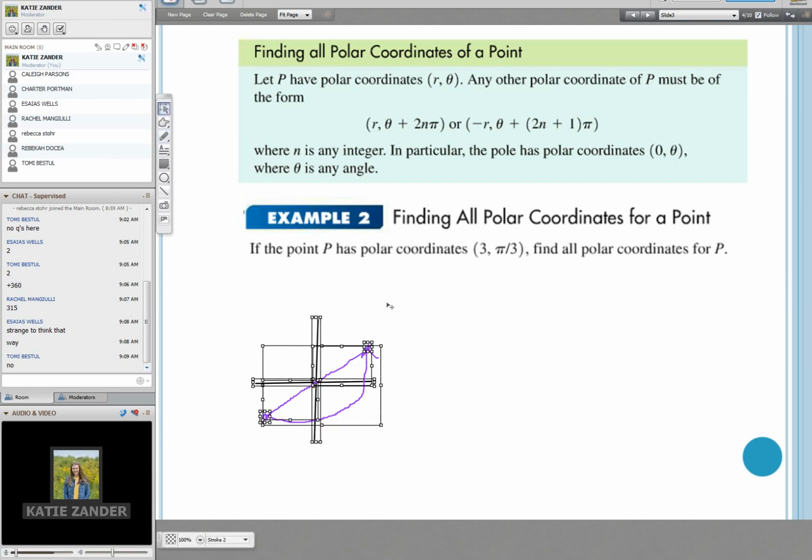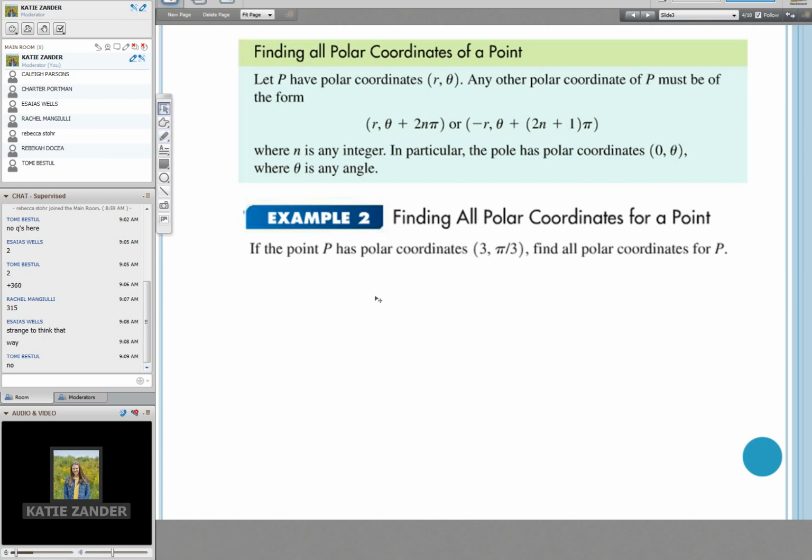So that's kind of what that second piece is looking at there. All right, let's go ahead and take a look at an example finding all polar coordinates for a point. If the point P has polar coordinates 3, pi over 3, find all polar coordinates for P.